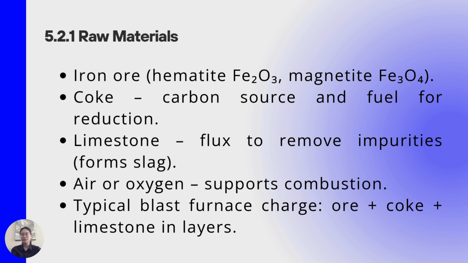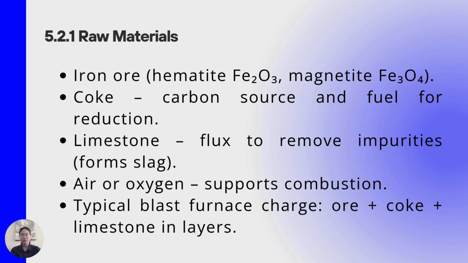Three primary materials are used in a blast furnace: iron ore, coke, and limestone. Iron ore provides the iron content. The two most common ores are hematite and magnetite. These ores are first crushed, screened, and sometimes pelletized to improve uniformity and furnace efficiency. Coke, derived from metallurgical coal, serves two vital functions. First, it acts as fuel, generating the extreme heat needed to melt iron. Second, it provides carbon monoxide, the reducing agent that removes oxygen from iron oxide. Without coke, the chemical reduction of iron would not occur efficiently.